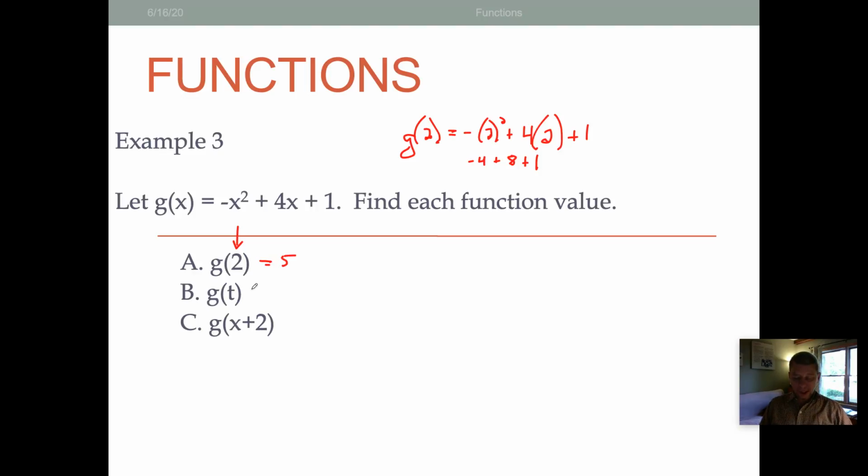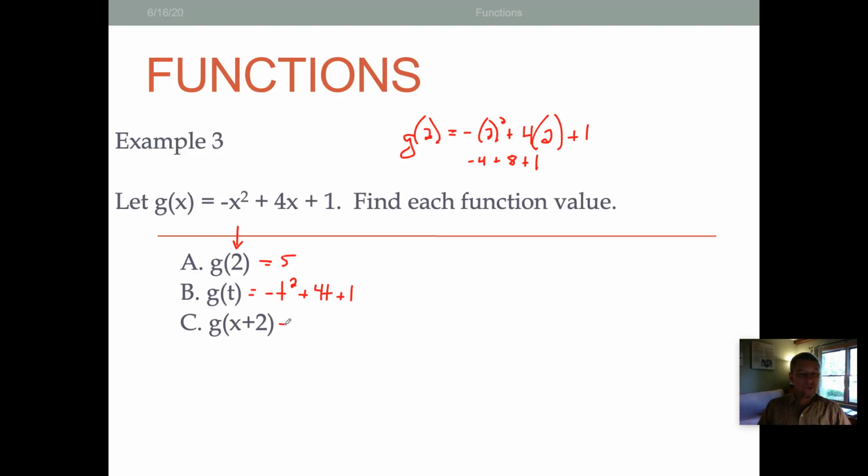Now, g of t is a little bit different because obviously there's no number here. But don't be fooled or dismayed by this, because all we have to do is take the original equation and plug in t anywhere we see x. And so this is actually easier, in my opinion, than arithmetical work. So it's negative t squared plus 4 times t plus 1. And that's it. That's the answer. There's no number answer for this particular example.